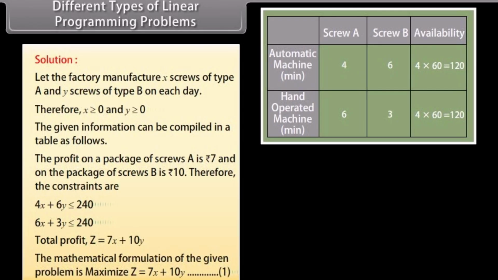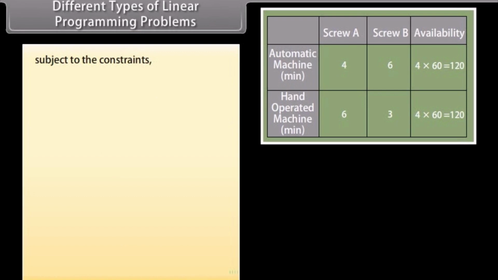The mathematical formulation of the given problem is maximize Z equals 7x plus 10y, mark it as equation 1, subject to the constraints 4x plus 6y is smaller than or equal to 240, mark it as equation 2. 6x plus 3y is smaller than or equal to 240, mark it as equation 3. x, y is greater than or equal to 0.